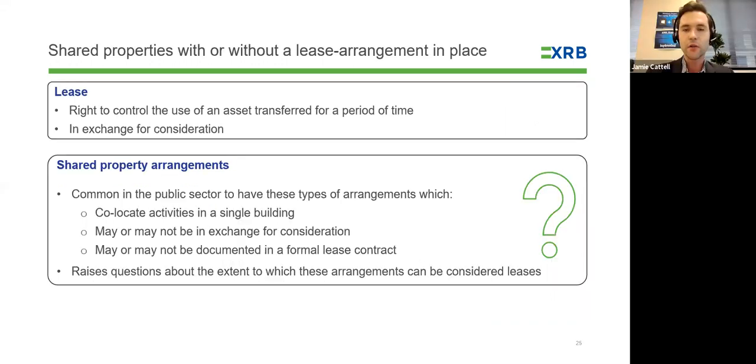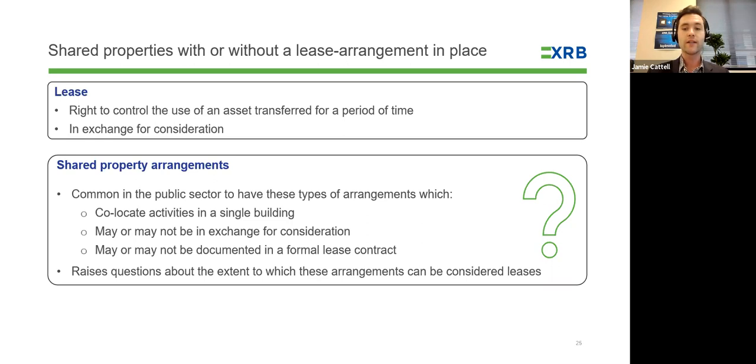And finally, in terms of specific topics that the IPSASB are looking for information on, is shared properties with or without a lease arrangement in place. In the public sector, it is relatively common for different government entities to co-locate their activities in a single building. So you might have, in New Zealand, for example, a building where the Ministry of Business shares property with Internal Affairs, or different departments within a government organization might share a premises.